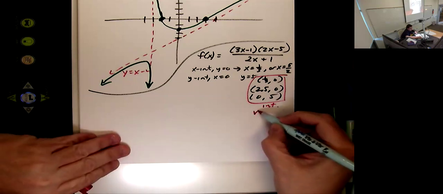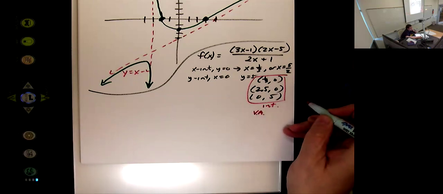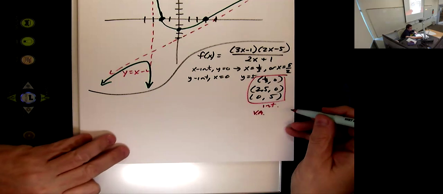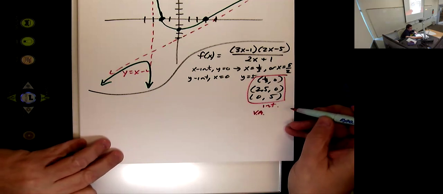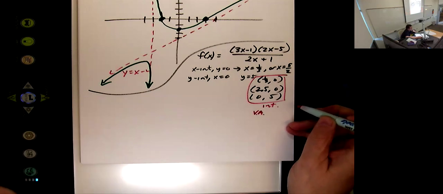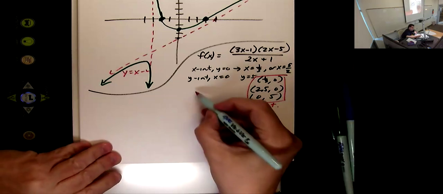What's my vertical asymptote? How do I find vertical asymptote? Set the bottom of the equation equal to 0.